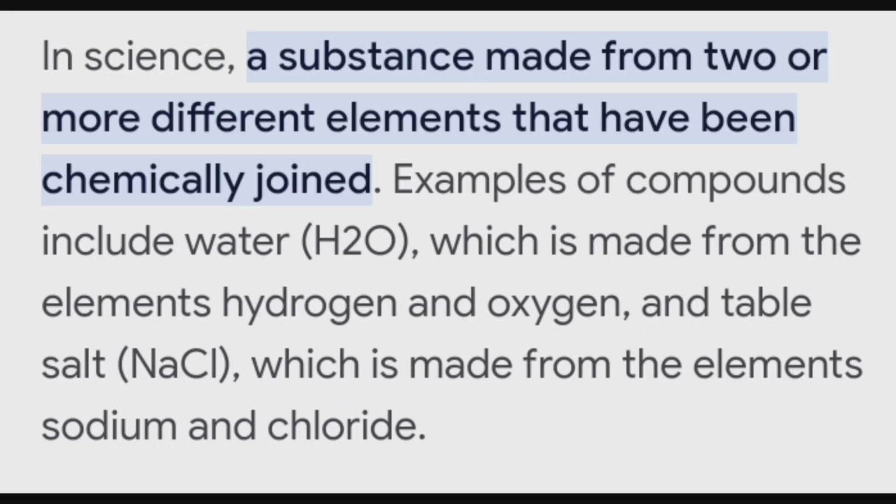Now let's see what is a compound. A compound is a substance made from two or more different elements that have been chemically joined. For example, water, which is made from the elements hydrogen and oxygen, and table salt, that is sodium chloride, which is made from the elements sodium and chlorine.